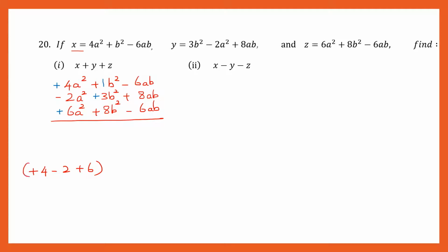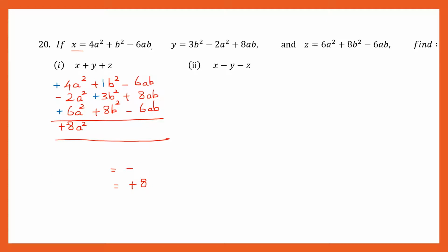Okay, when signs are the same, put the same sign and add. So take the numbers with the same sign. That is plus 4 plus 6. It will become plus 10 minus 2. When signs are different, put the sign of the bigger number and subtract. Plus 8. So let me write it down here. Plus 8a square.